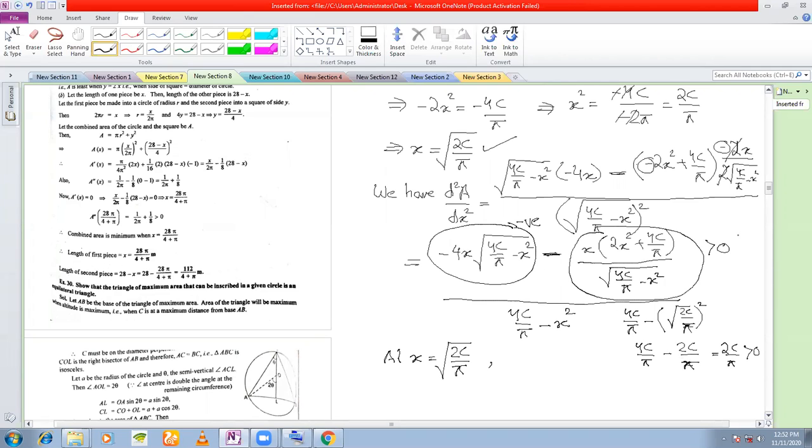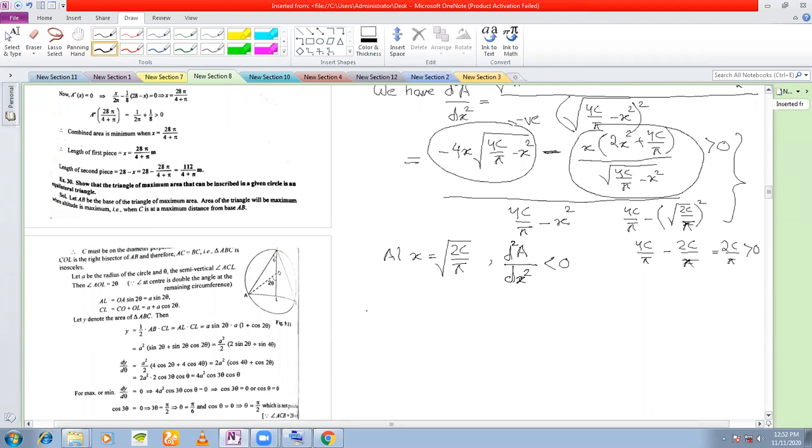That means this entire fraction is what? Negative. Right or wrong? Yes, sir. That means this entire fraction is negative. That means d2A by dx2 is negative at x is equal to root 2c by pi. A is maximized. A is maximum, right? Second derivative is negative. That means A is maximum.